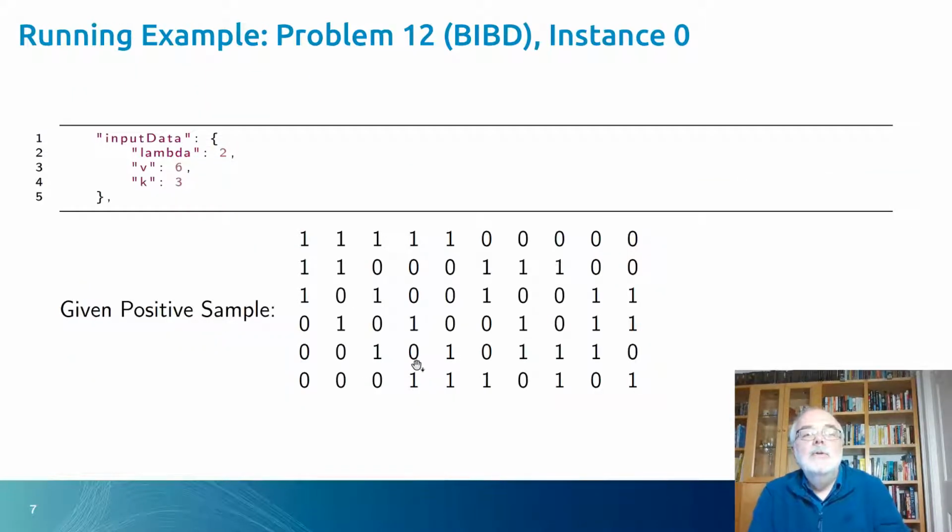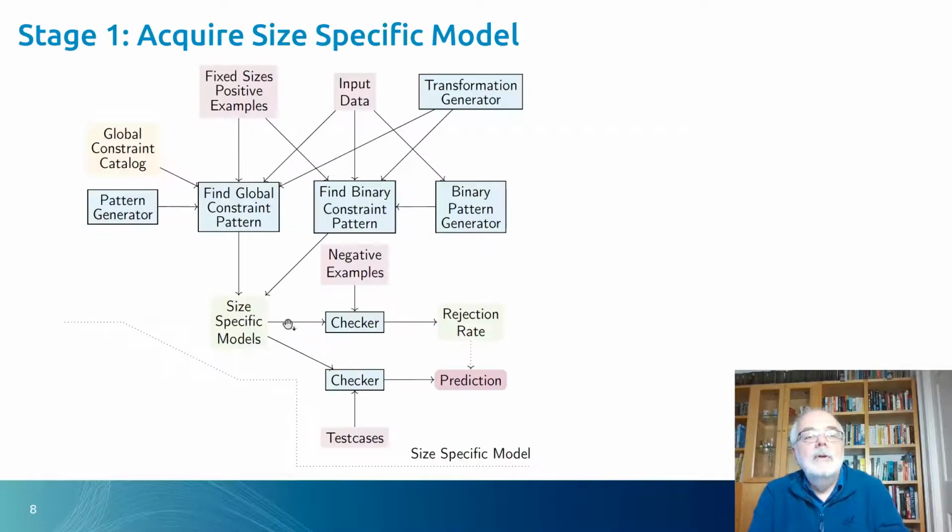To explain this, we're going to use a running example of problem type 12, the balanced incomplete block design, on instance 0, which is given by 3 input parameters and a sample solution given in the form of a matrix. In the first part of the system, we're finding global constraint patterns based on that input data. For that, we're using a pattern generator that works on the fixed-size positive examples and the input data. There are other things going on that we're not going to talk about, but this pattern generator will help us to find size-specific models.